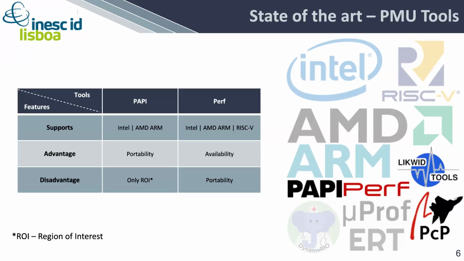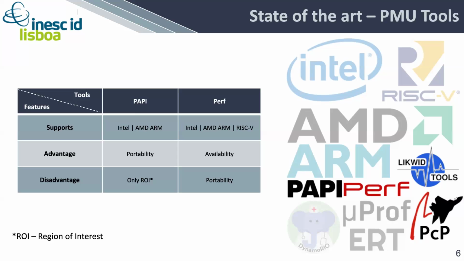So PAPI has the advantage of being able to abstract the details of the performance counters of each vendor and provide a consistent interface, which facilitates the analysis of applications in various architectures, having only the main disadvantage of only allowing for region of interest profiling in an application, when sometimes it's also useful to profile the entire execution.